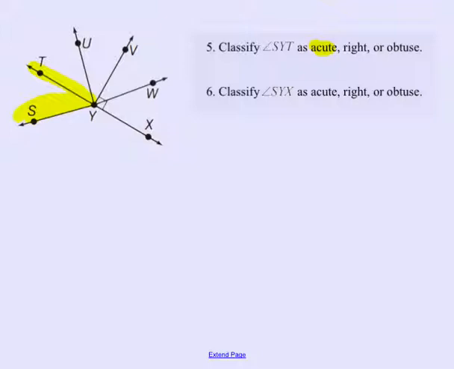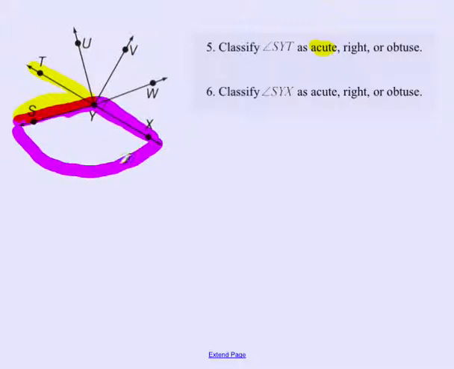Now let's take a look at SYX. That's this angle right here that we're looking at. Well, it's certainly not a straight line, and it's definitely more than 90 degrees, so I would say that this is an obtuse angle. Right now we're just going based on sight, and that is A-okay.